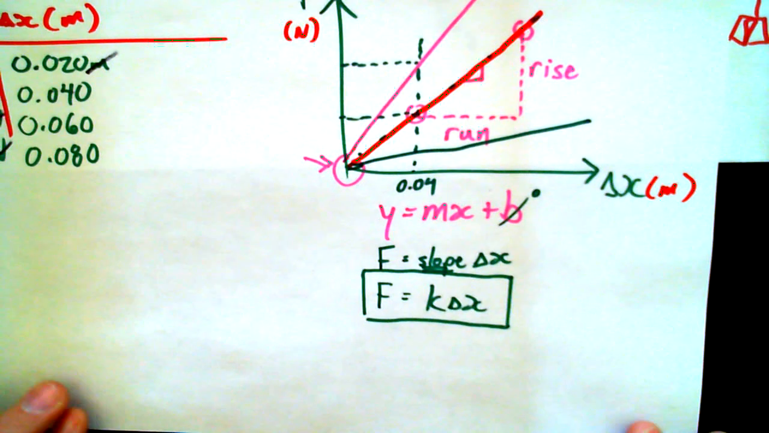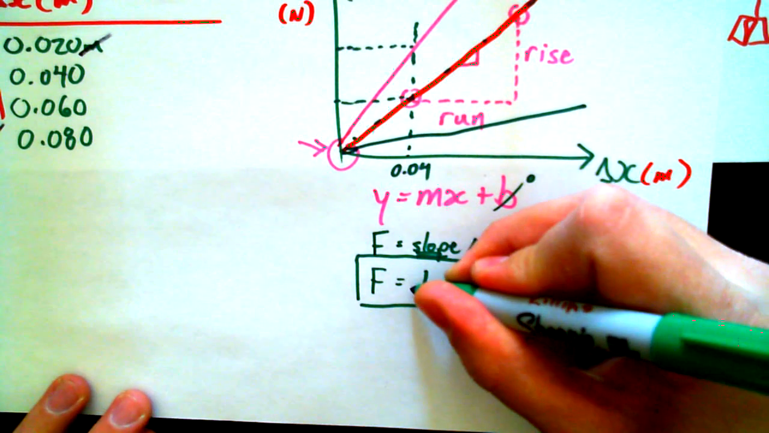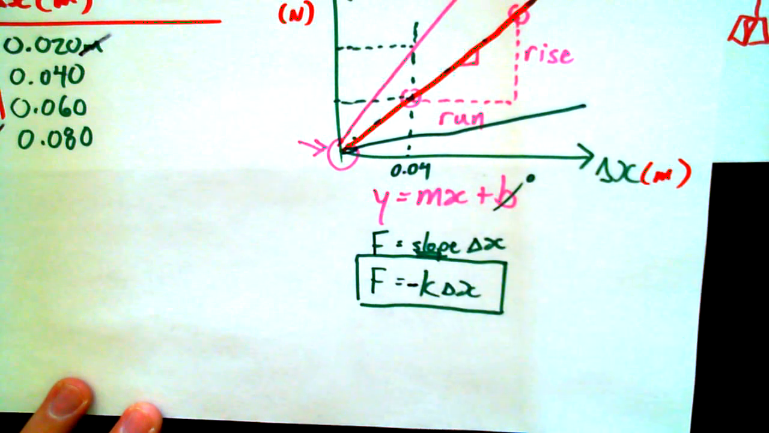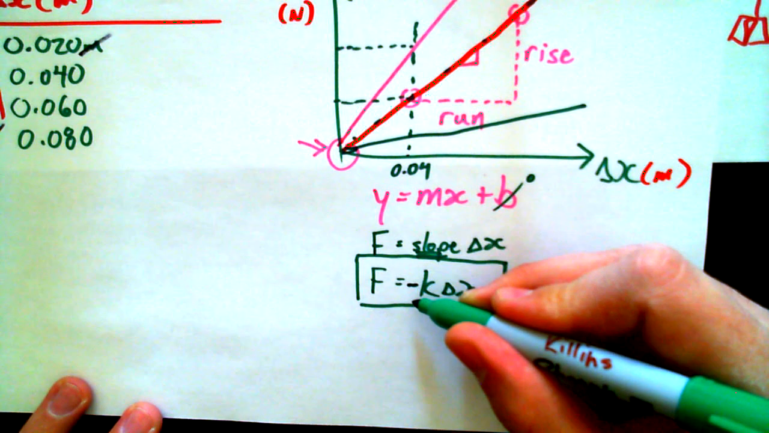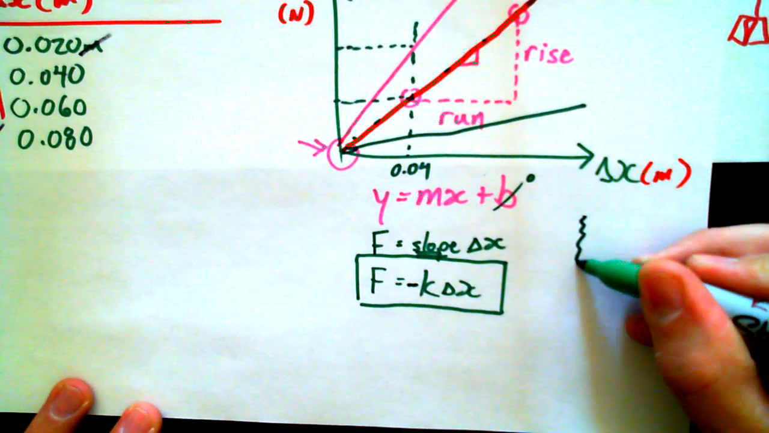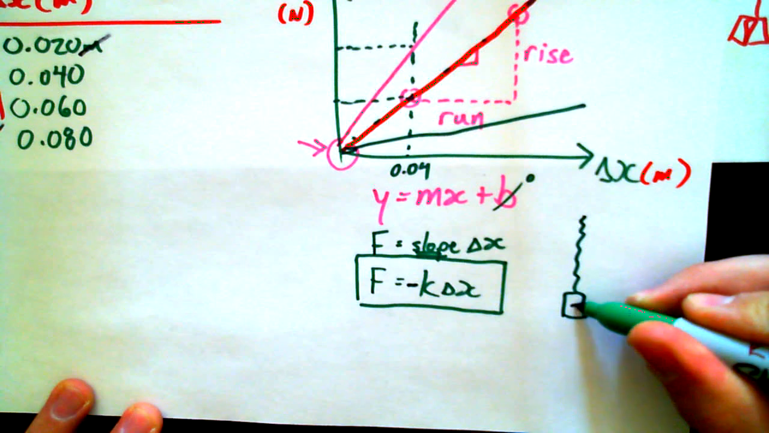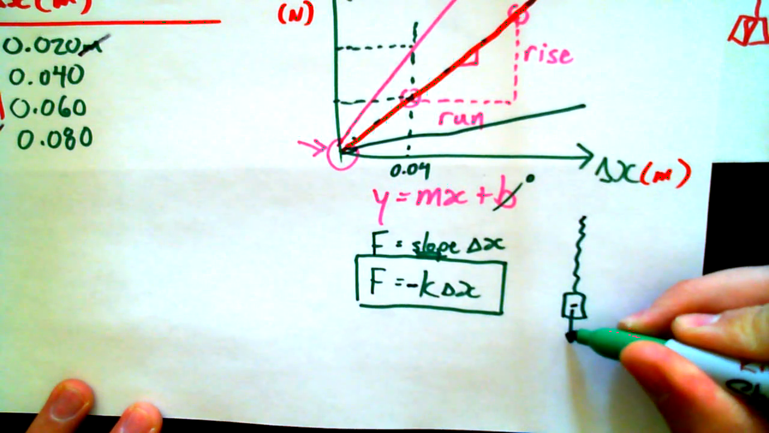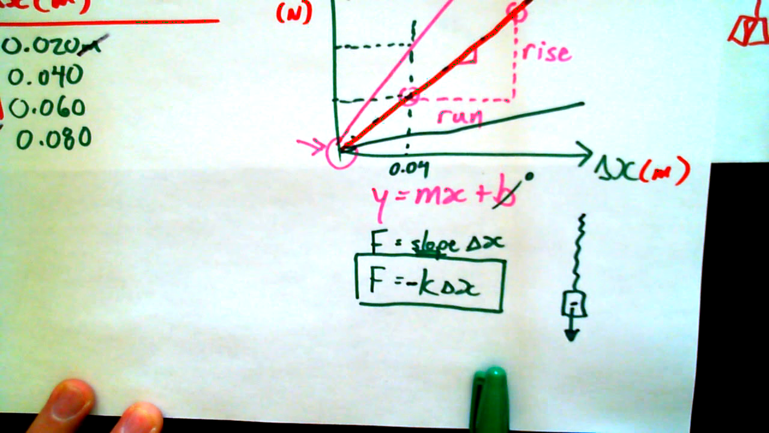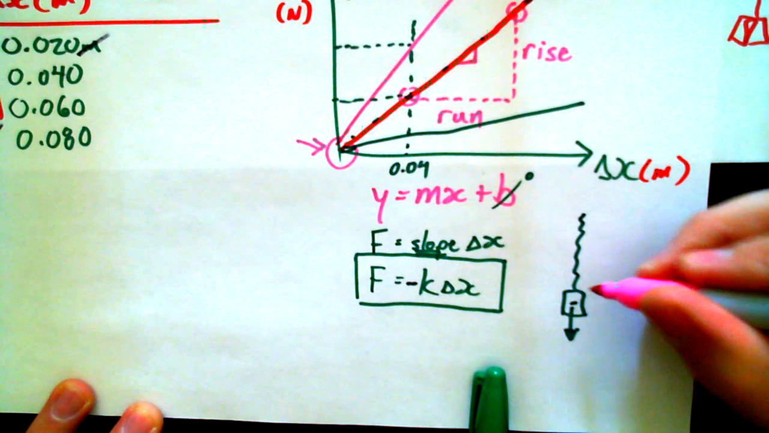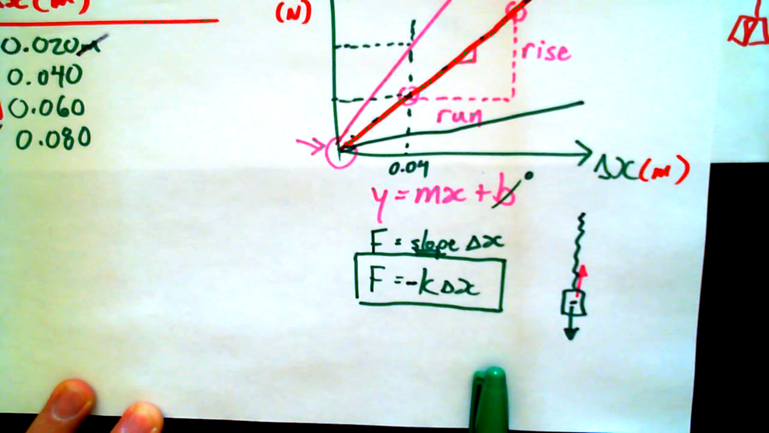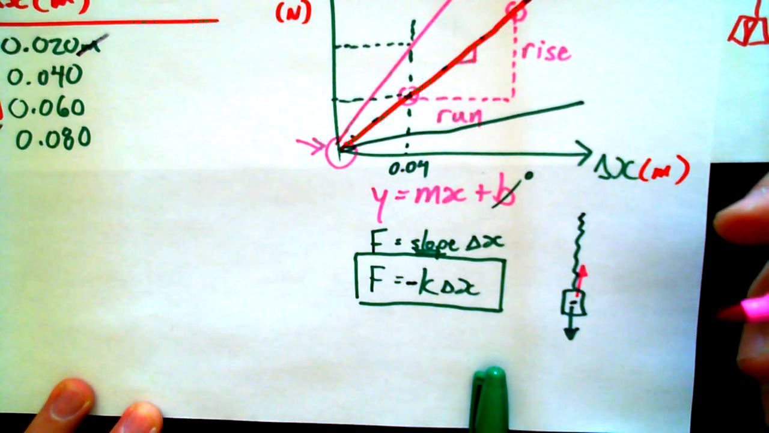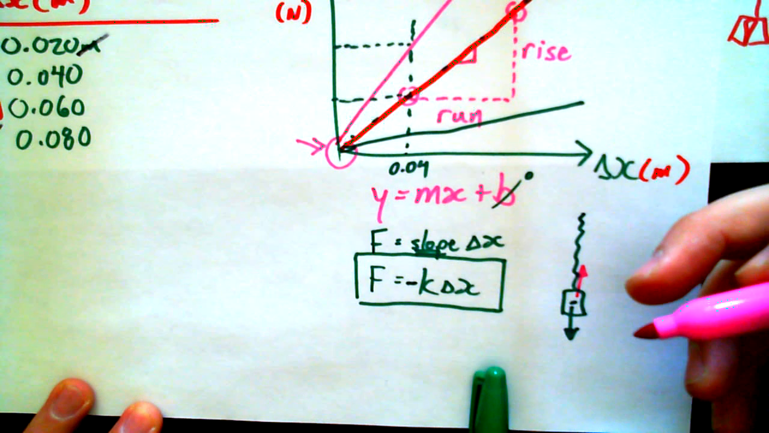Now, there's one more feature about this equation. Many people like to put a negative sign in front of the k. The reason is that they want to remind you that if there's an applied force because of a hanging mass, the spring force, the actual force that the spring is exerting, is against that. It's just to remind you that the spring force is a restorative force that's acting against the applied force.